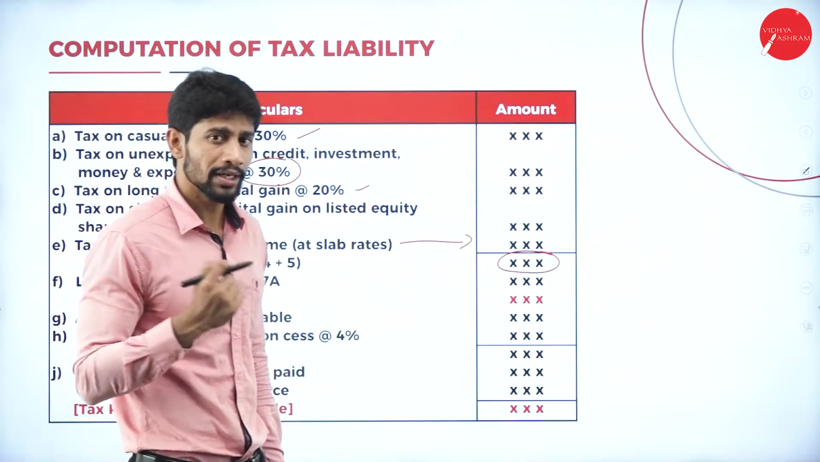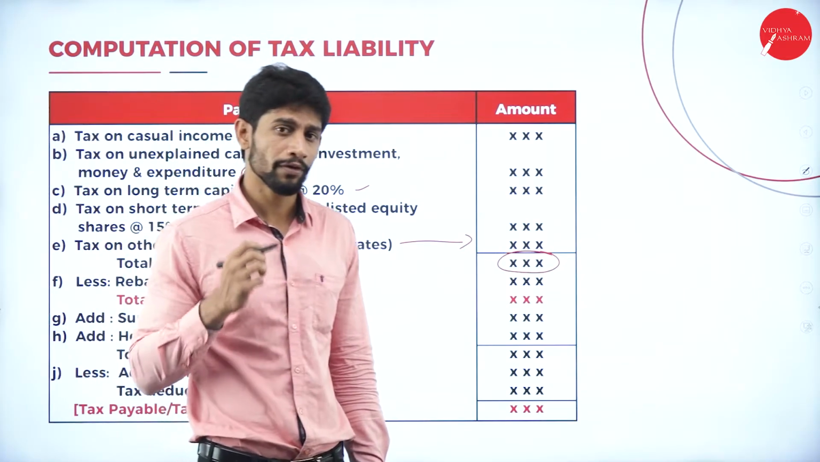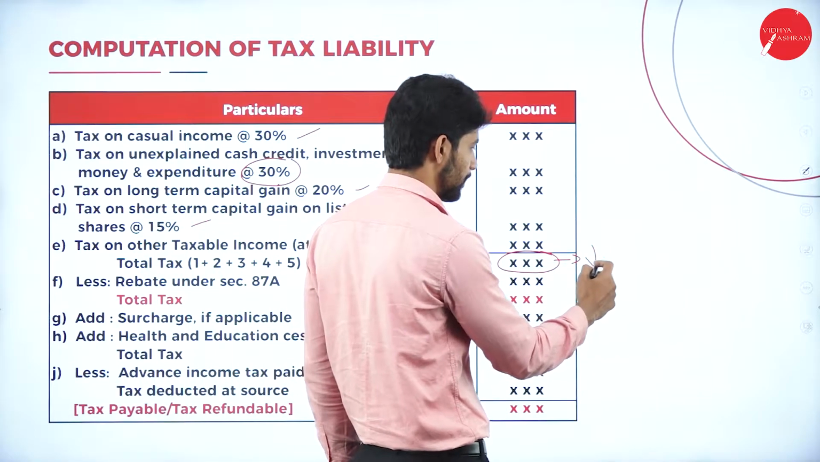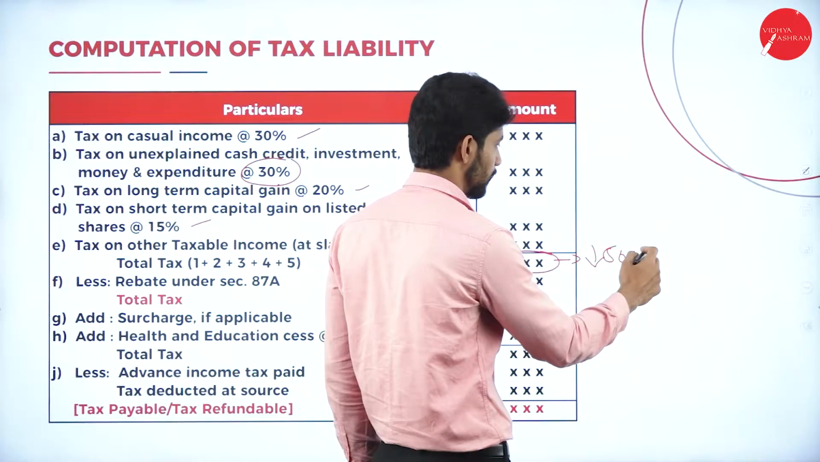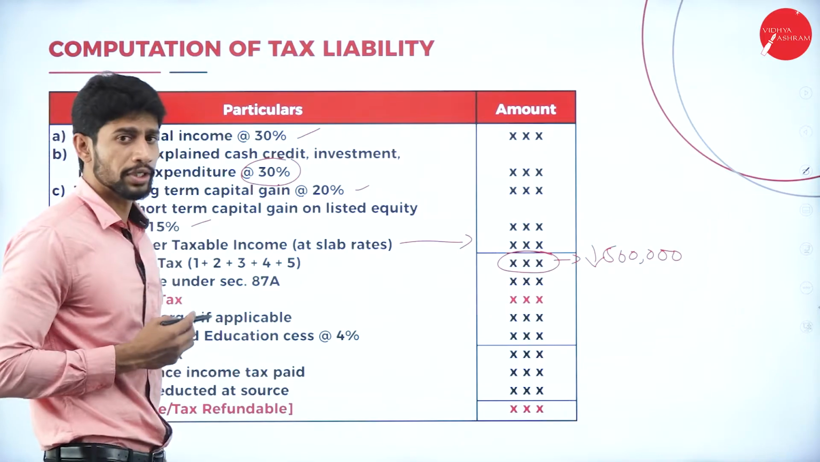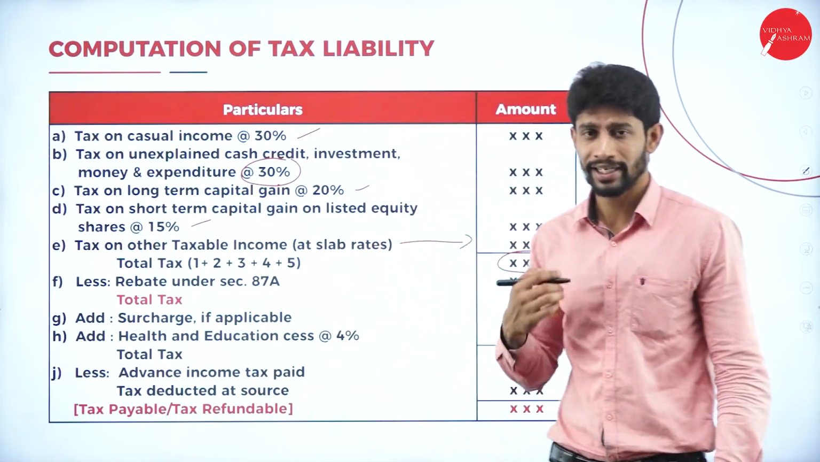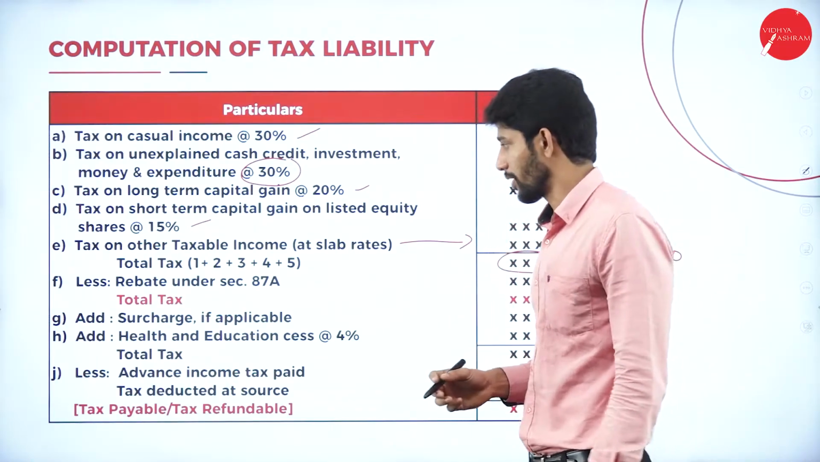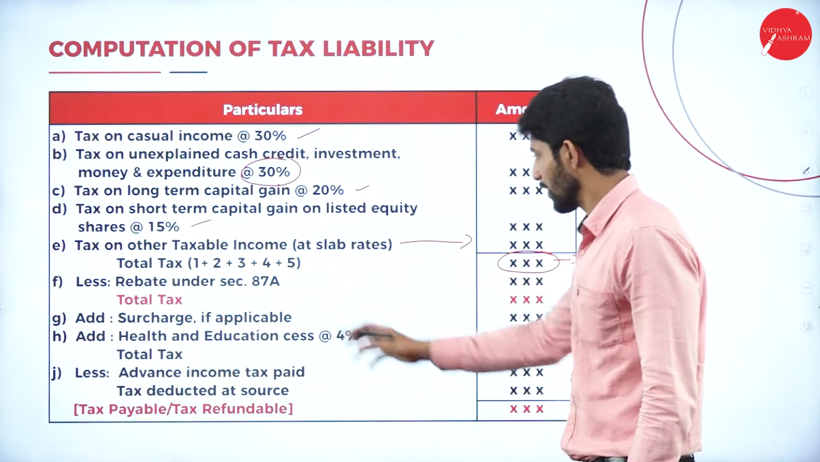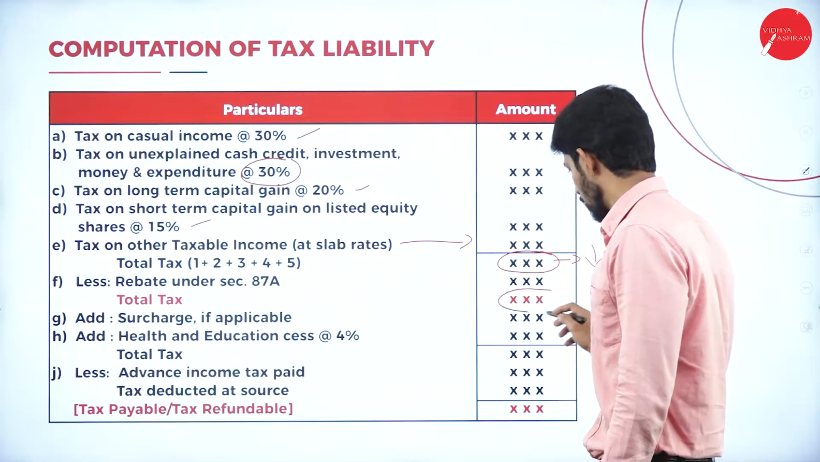If the total of tax payable by the assessee is less than 5 lakhs, then you are supposed to give the rebate. So what is this rebate? It's a kind of concession or discount in tax given by the tax authority. So less rebate under section 87A. If you give the rebate under section 87A, then you will get some balance. That is called total tax.